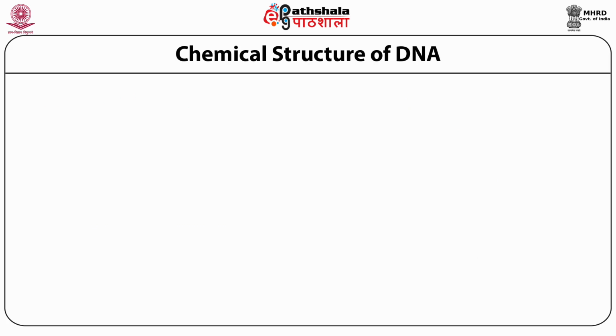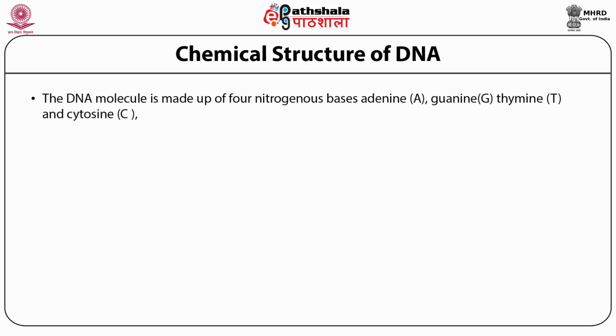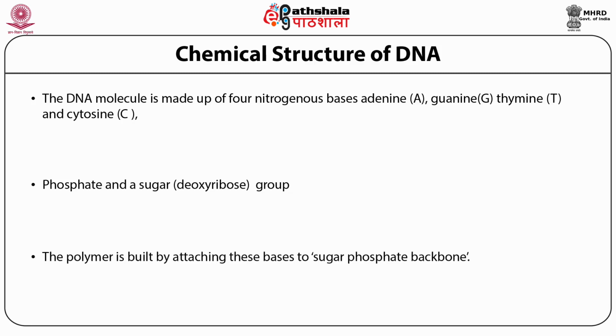Chemical structure of DNA. The DNA molecule thus is made up of 4 nitrogenous bases: adenine, guanine, thymine and cytosine. They have phosphate and a sugar, deoxyribose sugar group. The polymer is built by attaching these bases to sugar phosphate backbone.